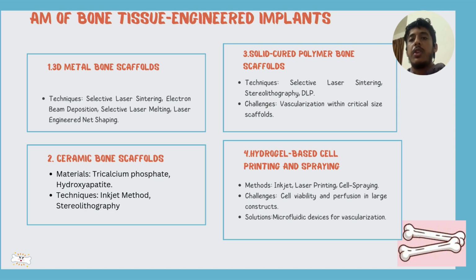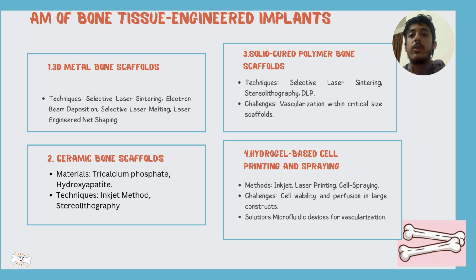Hi, we now have AM bone tissue engineering implants. The first one is 3D metal bone scaffold, which involves using additive manufacturing techniques to create a metal implant for bone tissue engineering. Selective laser sintering, SLS, uses a high power laser to sinter metal powder layer by layer.